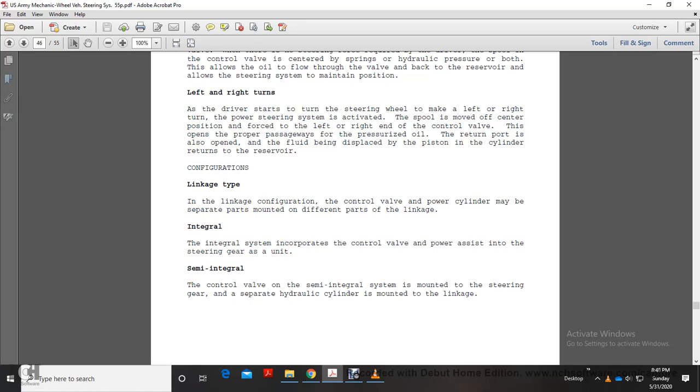Left and right turns. As the driver starts to turn the steering wheel to make a left or a right turn, the power steering system is activated. The spool is moved off the center position to the left or the right within the control valve. This opens the proper passage for the pressurized oil and the return port. The fluid is also directed to the piston, and then the cylinder returns it to the reservoir.